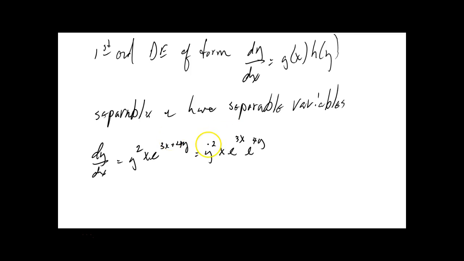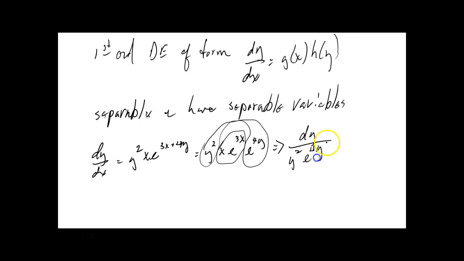Now we can separate. Get the y terms together and the x terms together. Okay? And then you could rewrite this as dy over the y terms, y squared e to the 4y, is equal to x e to the 3x dx. You write it in differential form, dy on one side, dx on the other. Divide out all the y's to be with the y's and the x's to go with the x's, and here you have it.